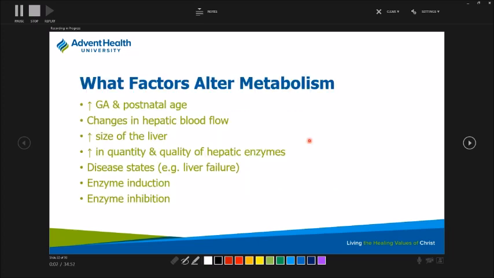Okay, looking at metabolism of drugs here for these patients, what are some things that will factor into this? So when a baby is first born, are they producing all the same CYP enzymes as an adult would?